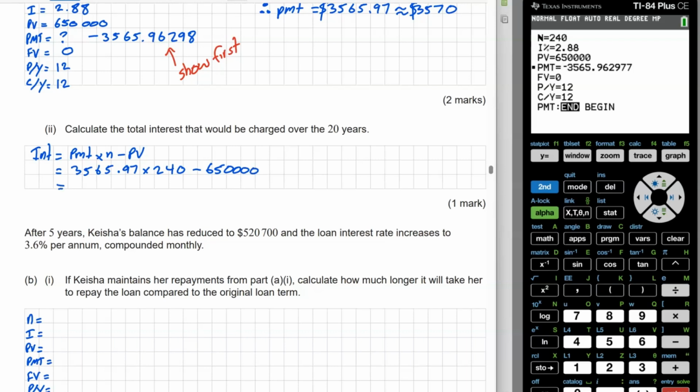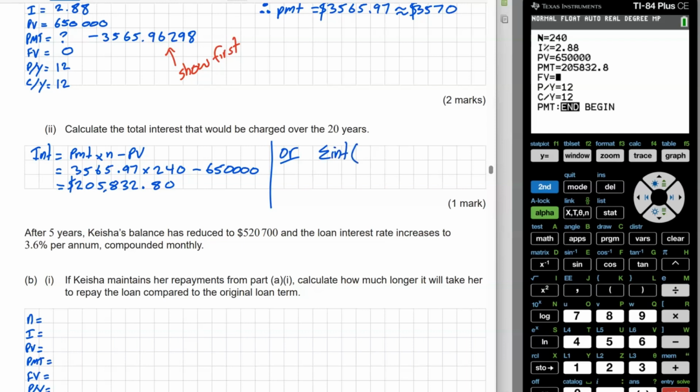We can do it in here: 3,565.97 times the 240 periods, and then take away 650,000. And we have $205,832.80. That's one way we could do it, or the other way is just us doing our sum of int command on our calculator.